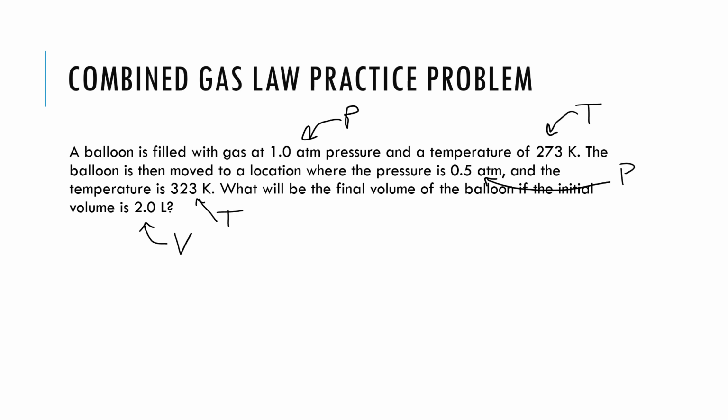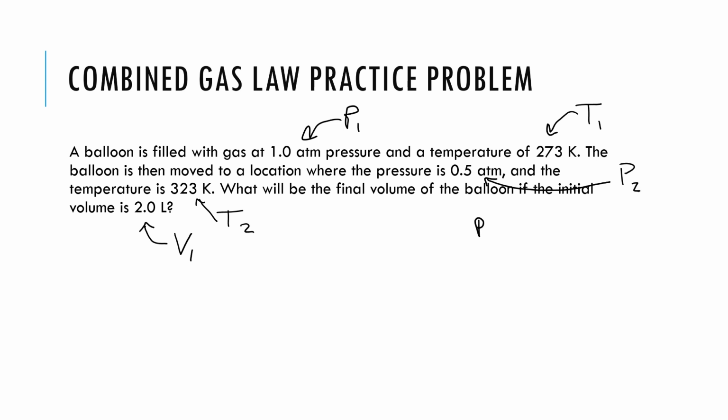Now, we're going to have to be very careful with which one we're setting as P1, P2, T1, T2, V1, V2. We know that we're solving for a volume, but let's look through here. I'm going to set this first pressure that we see to P1. The temperature at that pressure is 273 Kelvin, so this will be T1 as well. Our initial volume is way down at the end of the question. This is our V1 right here. That makes this P2 and this T2.